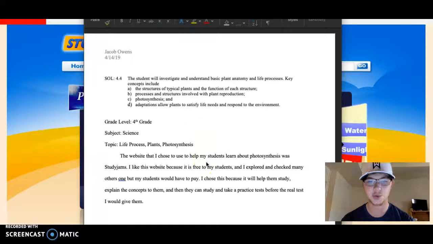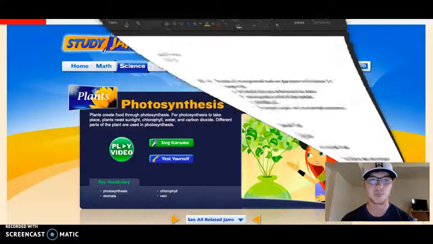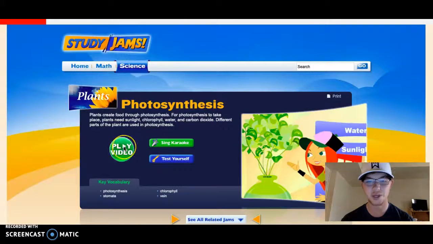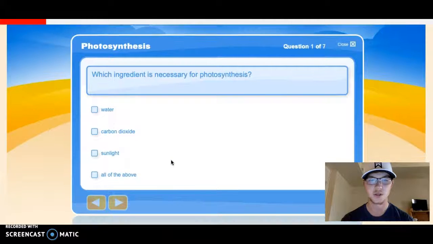But the website that I chose was Study Jams. I chose Study Jams because it'd be free to my students, it'd be easy access for them. They can play along, they can learn a song on it, and like right here, this is the website. You can play a video to help them learn the material, and then you can sing the song that the video plays, and that will help you learn. And then at the end of it, you can test yourself, and it's just these little 7-question tests to help you prepare for the test that I will most likely give during class.